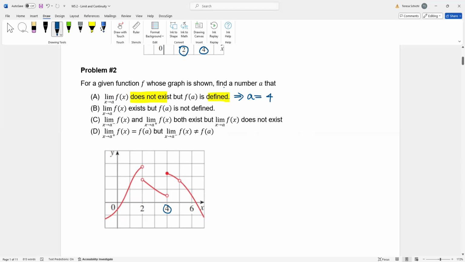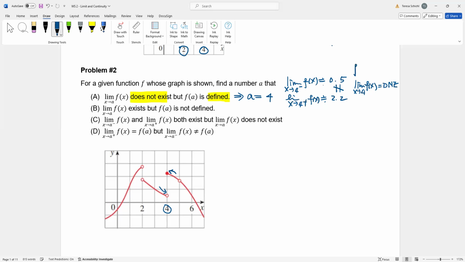Why? If you approach this from the left-hand side, it's the limit as x approaches 4 from the left. What is your function going to get closer and closer to? Probably 0.5. Then the limit as x approaches 4 from the right-hand side, you approach it from here. So what is f of x approximately? It's probably 2.2, but we don't worry about the exact value. The point is, they are not equal, so the limit as x approaches 4 of f of x does not exist.